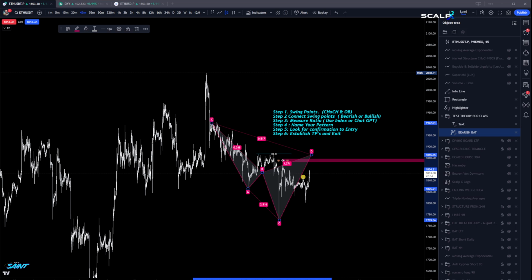That's one way. So if something jumps out to you, you're like, oh, for sure, that's definitely a bat or whatever the case may be, then just run with it. The name isn't as important as this.